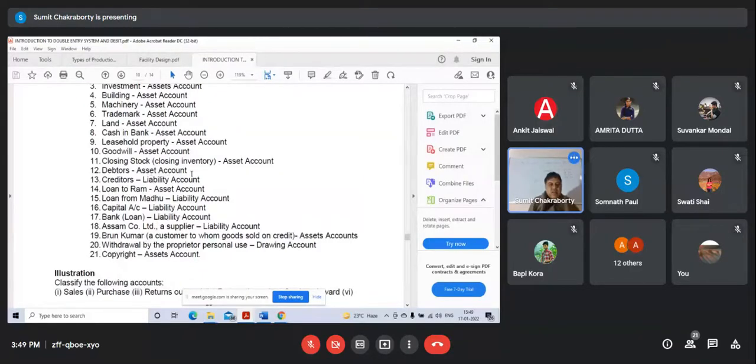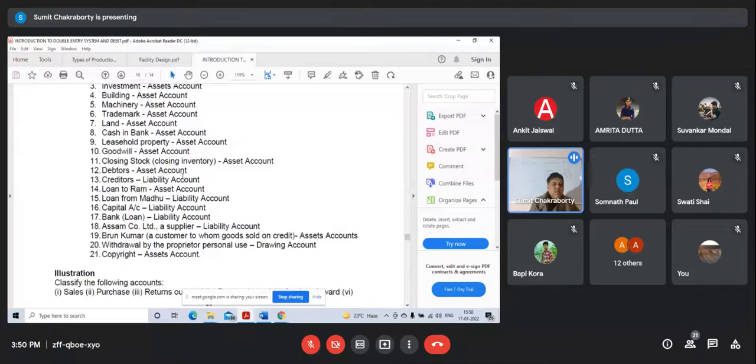Debtors, asset account. Creditors, liability account. Who are debtors? Suppose NTPC has given home loans to its employees. Home loan is not NTPC's main line of business, so they are called sundry debtors. That home loan receivable is basically sundry debtors. Otherwise, debtors can be the whole receivables.